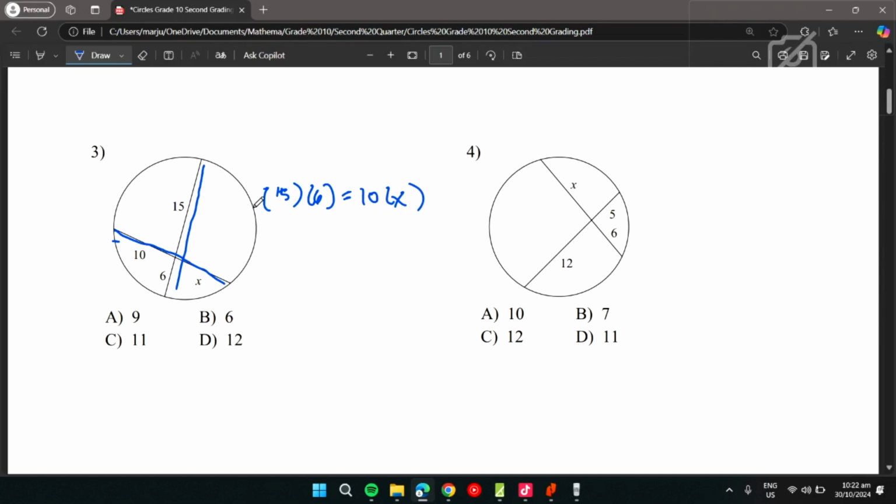So, this will become 15 times 6. What is that? That is just 90. So, this is just 90 equals 10x. And then again, divide everything by 10. 9 equals x. So, ito yung ating sagot. What letter is that? That is actually letter A. Alright?